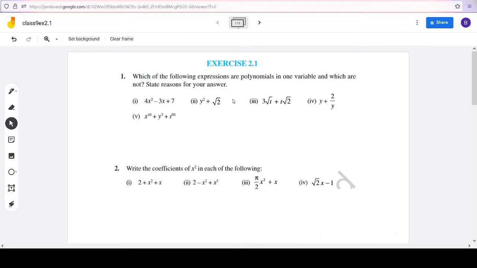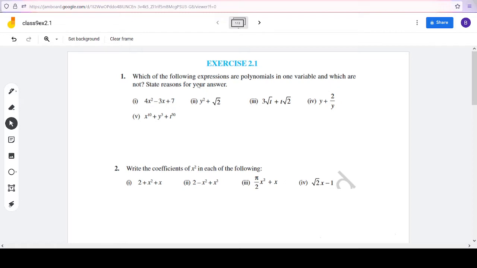So let us begin with the first question, which asks which of the polynomials is a single variable one. We have to find out. The first is 4x square minus 3x plus 7. As you can see, there are three terms in this polynomial. This is a quadratic polynomial, as its highest degree is 2, and there is only one variable x. So this is clearly a polynomial in one variable.